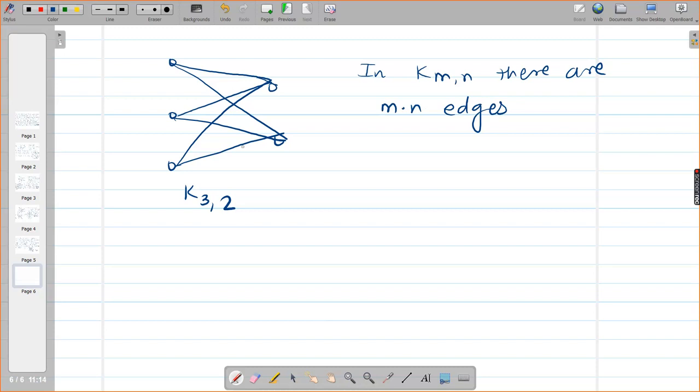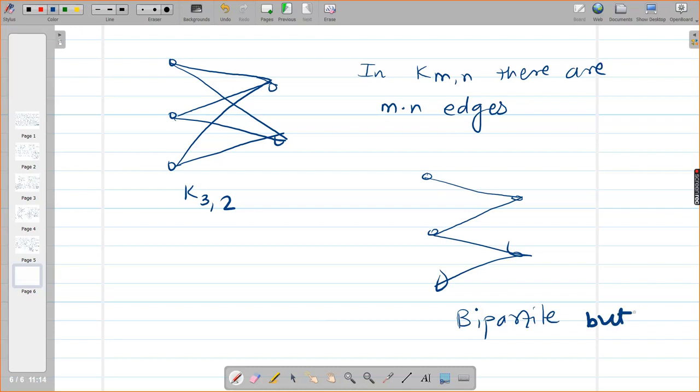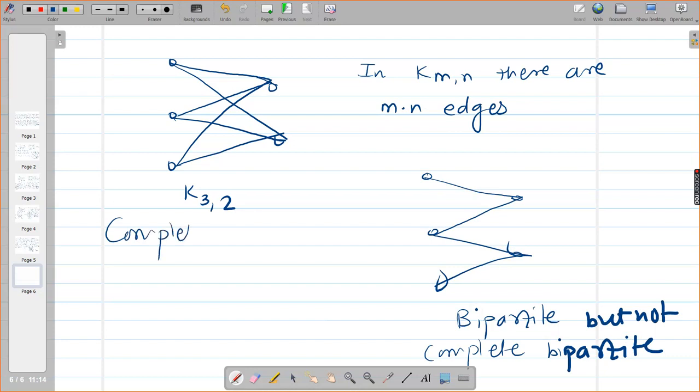So this is a complete bipartite graph. And this is not a complete bipartite graph. This is just a bipartite graph. Bipartite, but not complete bipartite. And this is a complete bipartite. So every bipartite graph need not be a complete bipartite graph, but a complete bipartite graph is always a bipartite graph.